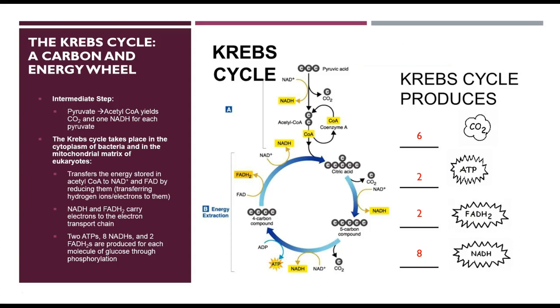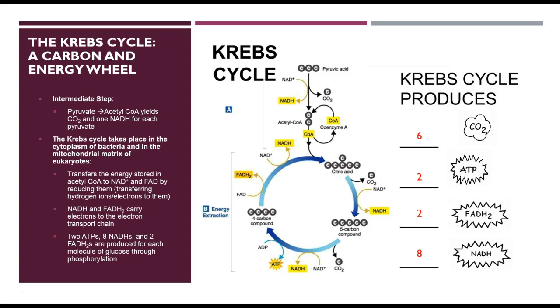This is going to get us to our 4-carbon compound, and as we move from the 4-carbon to bonding with acetyl-CoA, we're going to get another 2 electron carriers, 1 NADH and 1 FADH2. So if you look there on the right, you can see these are our products from the Krebs cycle.